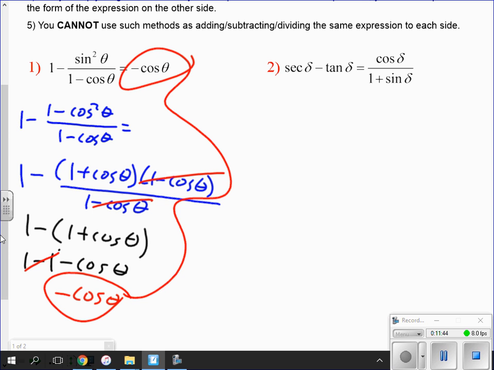So what I would rather do on number 2, even though the fraction looks more complicated, and that's generally a good place to start, if you look on the left-hand side, I've got secant and tangent, and secant and tangent are actually more complicated because they're not in terms of sine and cosine. And one of the first things I almost always do is, if I don't have sine and cosine, I make sine and cosine. So my first step there is to get rid of the secant and the tangent and rewrite them in terms of sine and cosine.